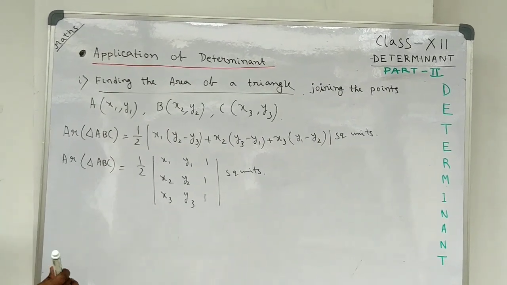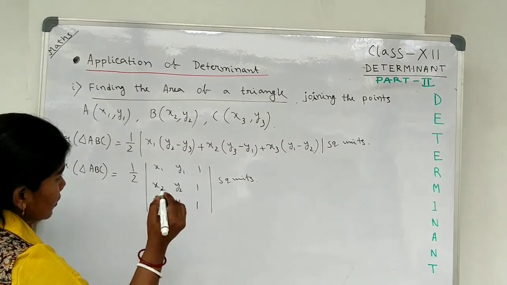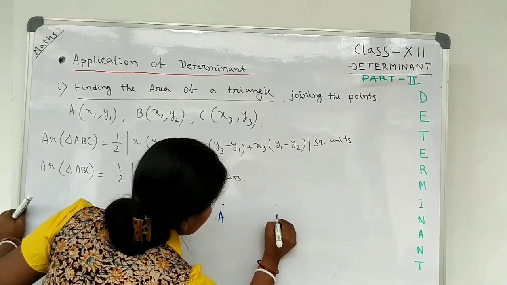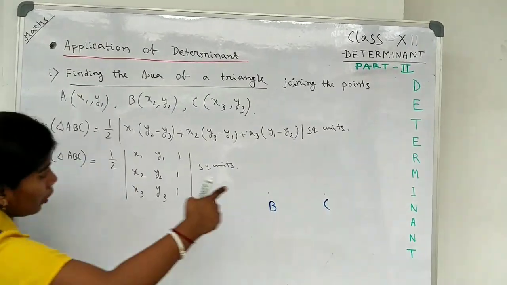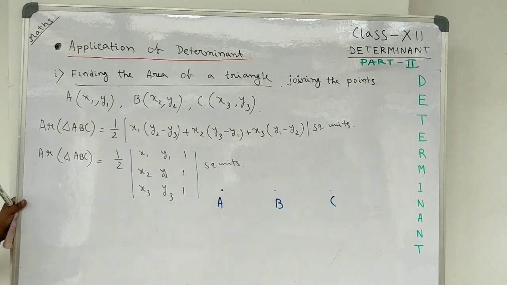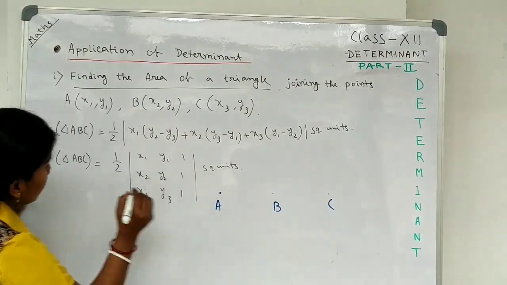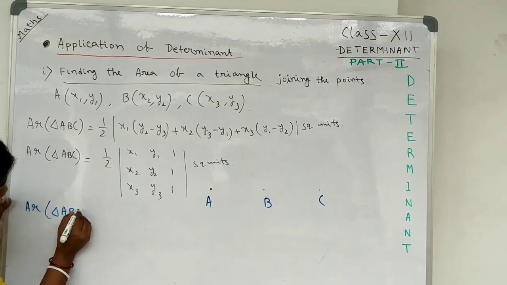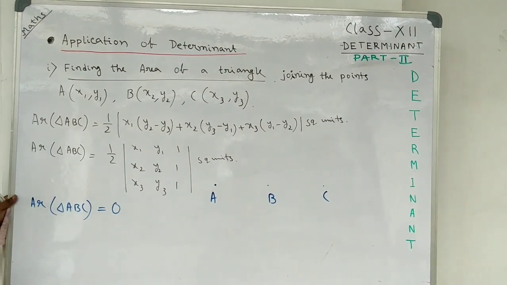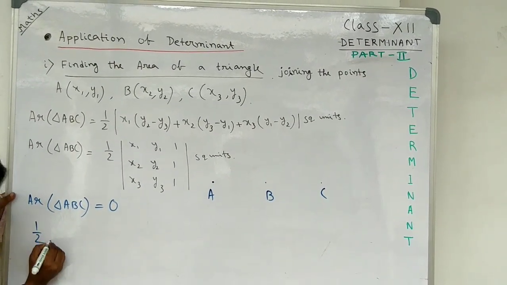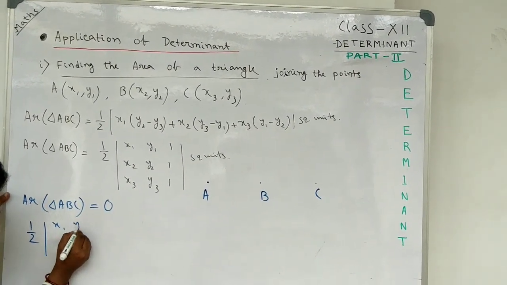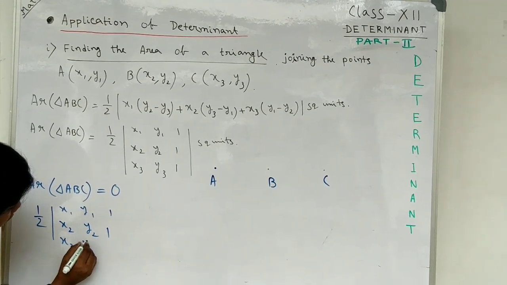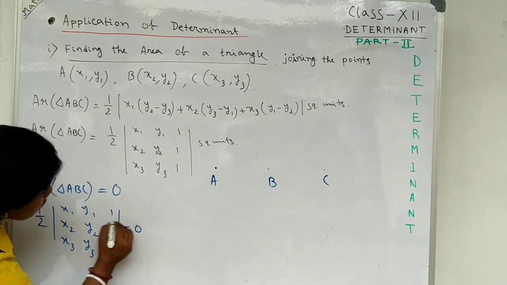Now, how to show these points are collinear? Suppose this is point A, this is B, this is point C. Now, how to show that these 3 points are collinear? These points will be collinear when this area, that is area of triangle ABC, will be equal to 0. That is half into determinant of [x1 y1 1; x2 y2 1; x3 y3 1] equal to 0.